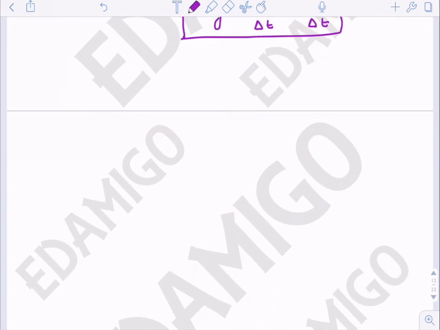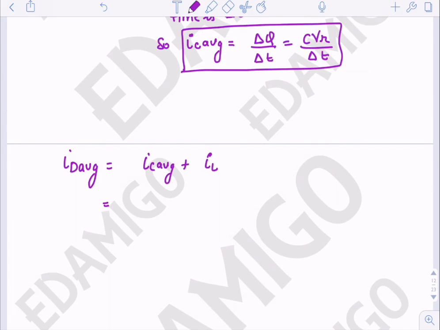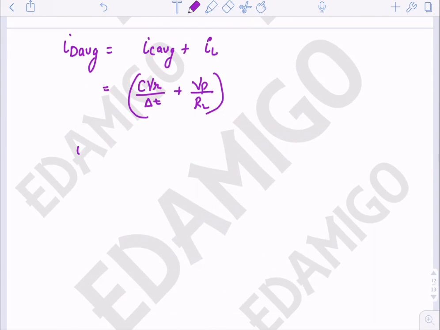Now from this we can say that the diode average current will be equal to the capacitor average current plus the load current. So the capacitor average current is equal to C Vr upon delta t, plus the load current, that is Vp upon RL. Now as we know that omega delta t is equal to the square root of 2 Vr upon Vp.